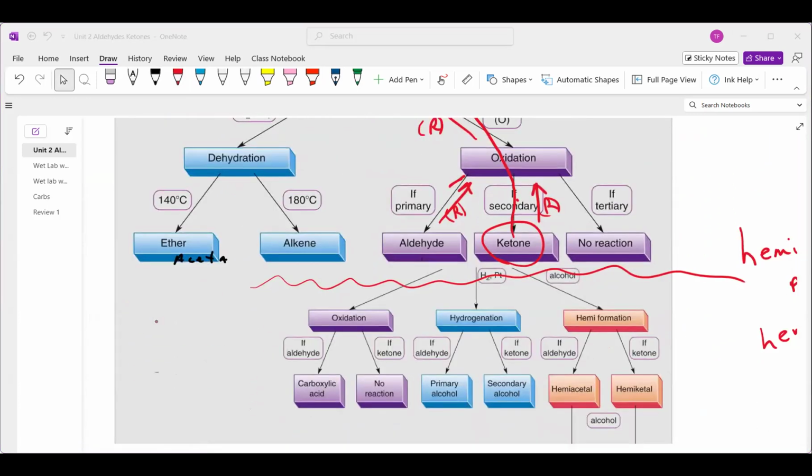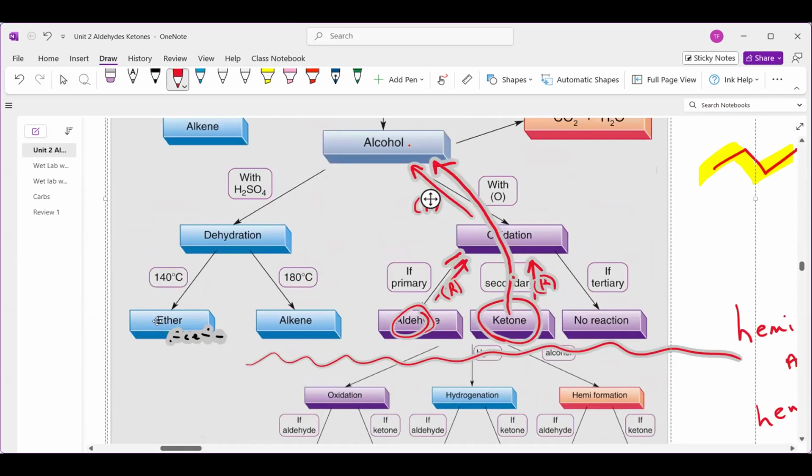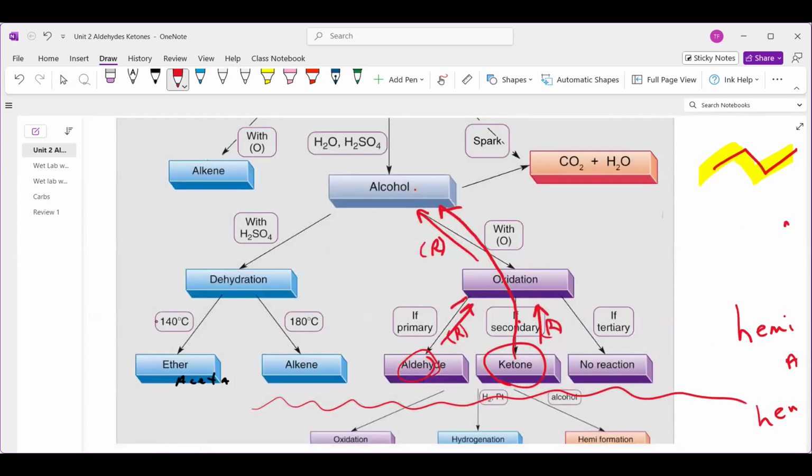There's the aldehyde. How do we make it? By oxidizing a primary alcohol. We go from here, here. And then because it's primary, we go this way, get the aldehyde.